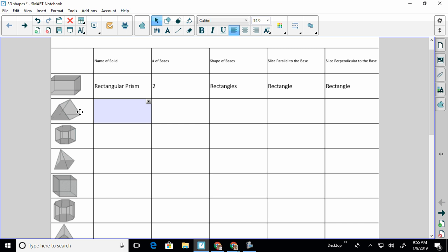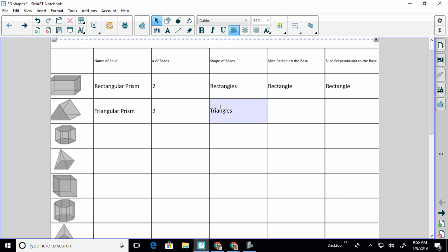But if you look to see what the two identical bases are, those are in the shapes of triangles. See the triangle in the front and the triangle in the back. So it's not a pyramid, it's a prism, and it's a triangular prism. Again, it's a prism, two bases. The shape of those bases is triangles.